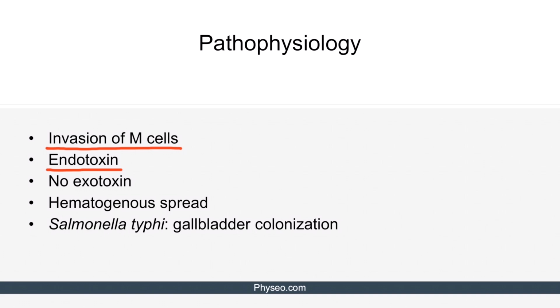Now, what distinguishes Salmonella from Shigella is that Salmonella does not produce an exotoxin, and it's characterized by hematogenous rather than cell-to-cell spread. If you remember, Shigella invades the M cells and then travels from cell to cell. Salmonella does not. It travels through the blood hematogenously. Now finally, Salmonella typhi can colonize the patient's gallbladder even after the resolution of typhoid fever.